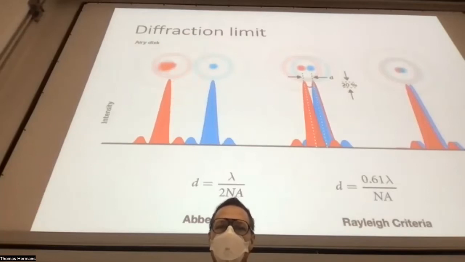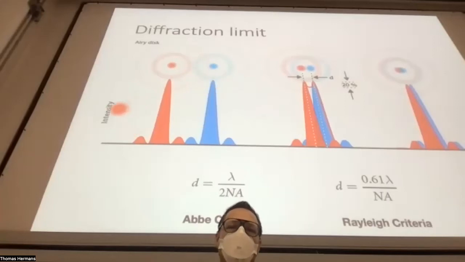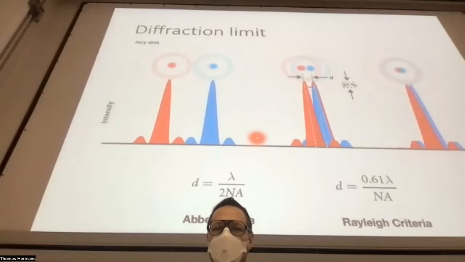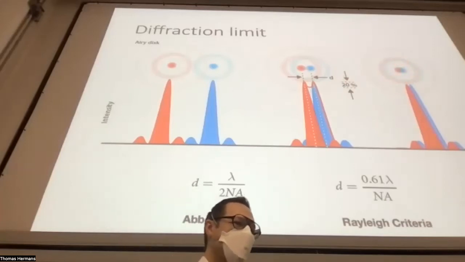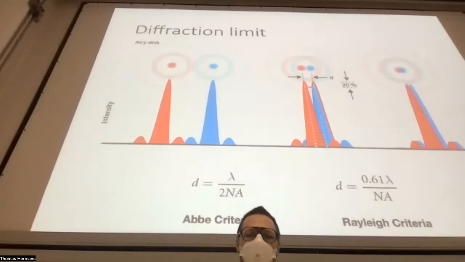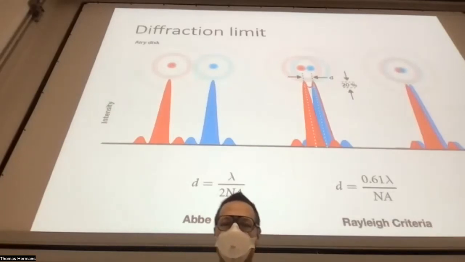If I have two dyes, and they're usually the same color, right? But to make it easy here, they're blue and red, and they're far apart, I can easily distinguish them, right? Because if I measure the intensity profile, I have 100%, 0, 100%, 0, or close to 0. But if they come closer, I can no longer distinguish them, right? So why is my image sometimes blurred? Because I cannot distinguish two molecules that are very close.